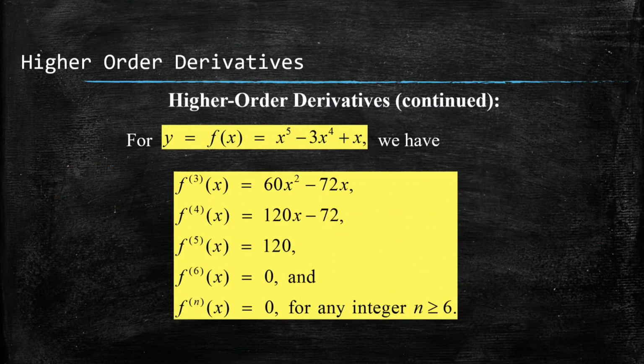We are ready to summarize the concept that we have seen for the higher order derivative through the example of the function y equal to f(x) that we started with, that was x to the power 5 minus 3x to the power 4 plus x. So you can write your higher order derivatives f'''(x), f''''(x), f^(5)(x), f^(6)(x), and so on in this way. And then finally your f^(n)(x) is going to be 0 for n greater than or equal to 6. So this is how we can summarize the higher order derivatives.